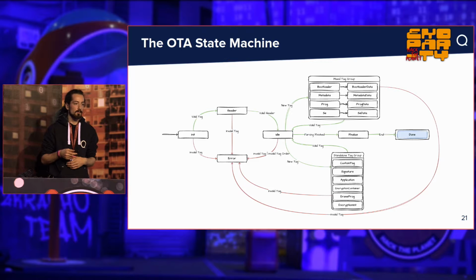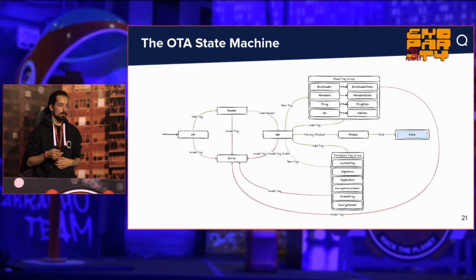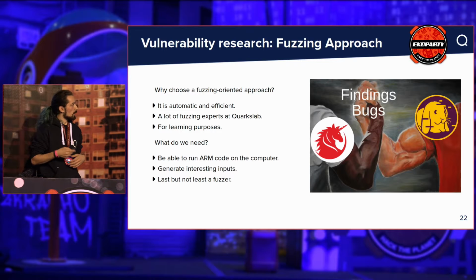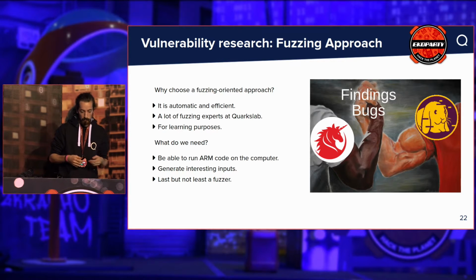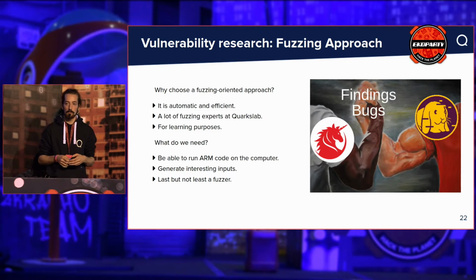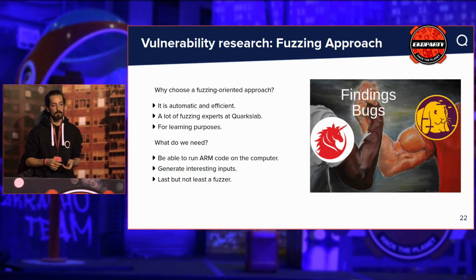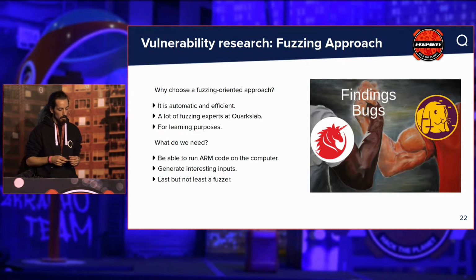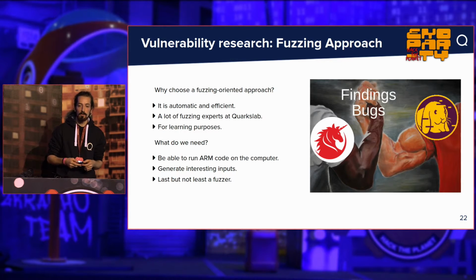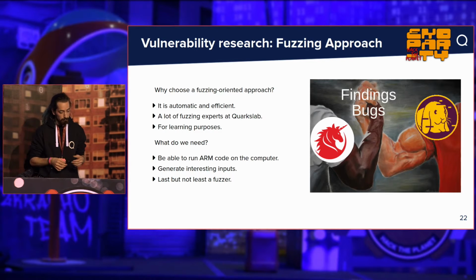So parsers like these are often prone to errors and bugs, so we decided to look for vulnerabilities inside of it. And how did we do that? We used a fuzzing-oriented approach. Why, you may ask? Because first of all, it's an automatic and efficient way of looking for bugs. Moreover, there are a lot of fuzzing experts at Quarks Lab. And it was mainly for learning purposes, as the work I'm presenting today was my internship work.